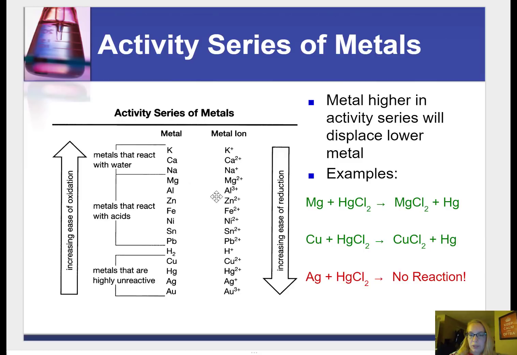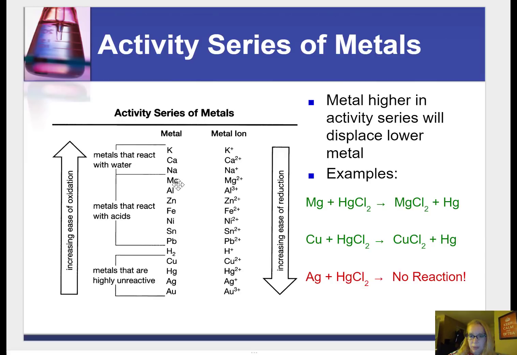If we look at this first reaction, magnesium is here on the activity series, right below sodium, 4th in the line, and mercury, Hg, is all the way down here at the bottom. So magnesium's more reactive than mercury, which means it's going to be able to come in here, bump mercury out, and steal chlorine as its partner.